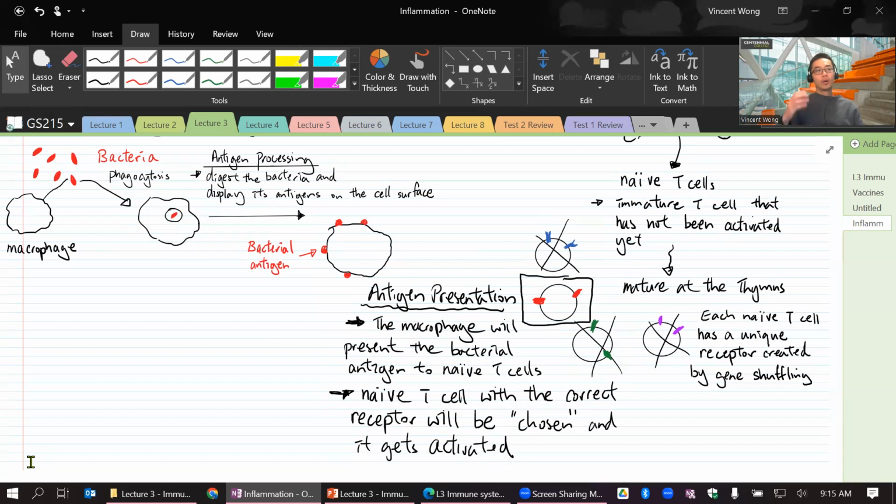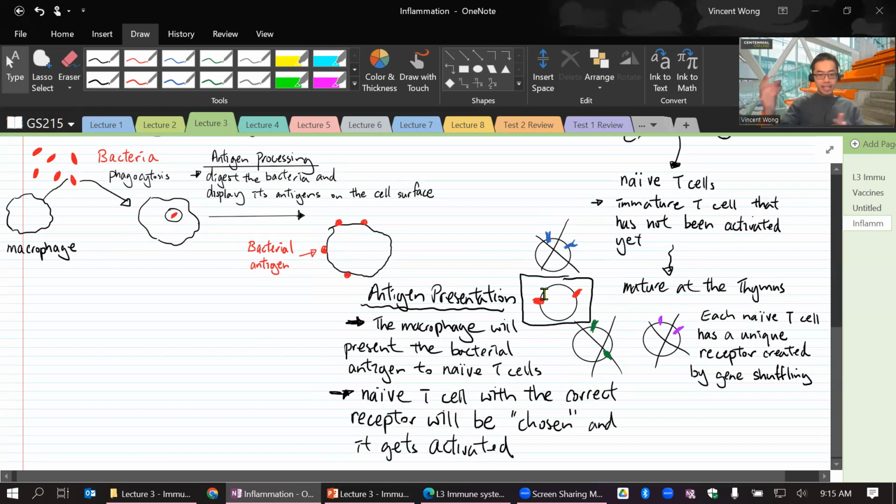Okay. So just to elaborate on that point, there is a key and lock relationship between the T cell receptor and the bacterial antigen. That's another way of thinking about it. We have a lock here, and these T cells all have a different key. Which key fits? That's the job of the macrophage. They have to find the one with the right key, the right receptor, and then that one will be the chosen one.